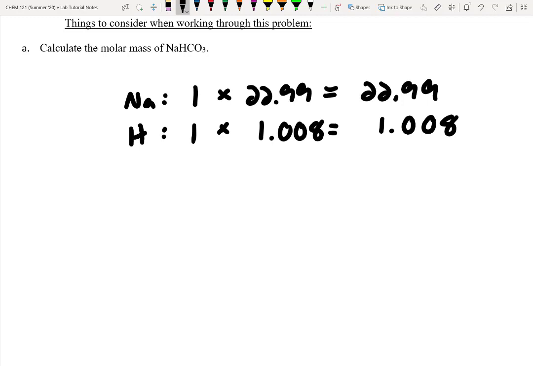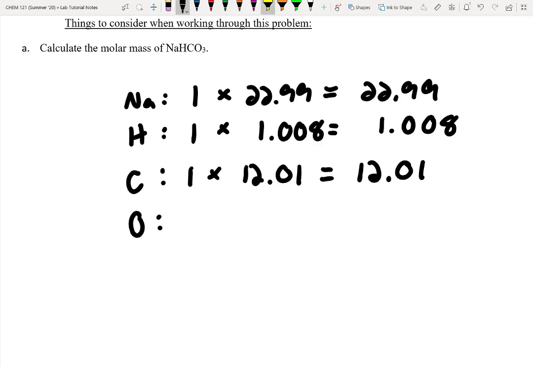And then I can go to carbon. Again, I have 1 carbon. And carbon is 12.01. So I could go ahead and write that out. And then oxygen. It's important to remember that I've got 3 oxygens, right? That's what that subscript means. So I'm going to go ahead and write 3 times the atomic weight of oxygen, which is 16.00. If we multiply this together, it's going to be 48.00.